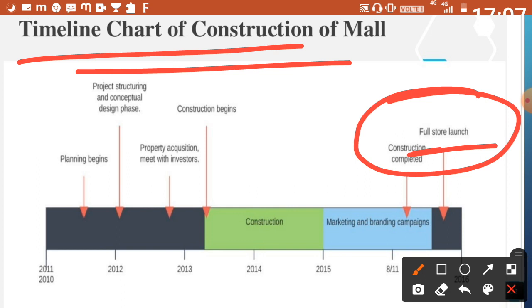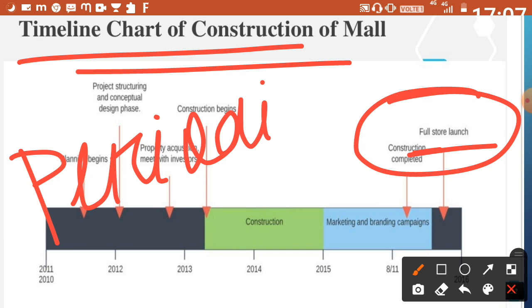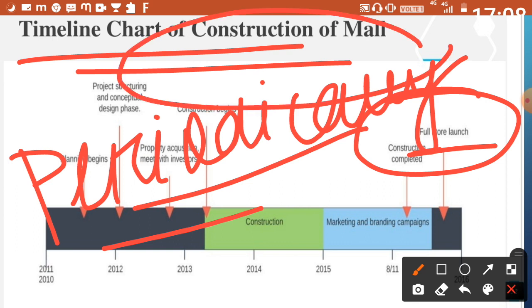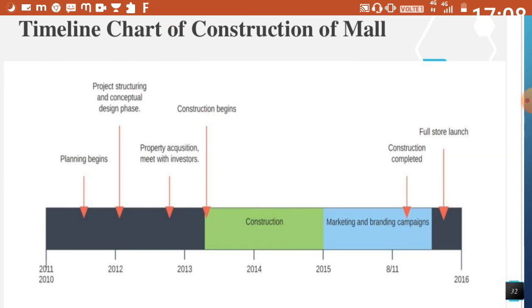Here the timeline shows what has happened chronologically. Chronologically means periodically. It shows a record over a period of what has happened in order to construct the mall, or for the construction of the mall.